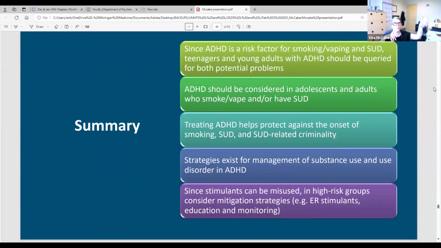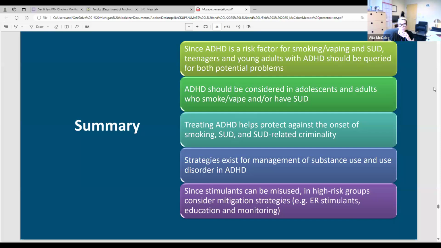So it's a lot of data, right? A little bit about ADHD, a little bit about substance use disorders in general, a little bit about stimulant use disorders, but I think this is probably the summary. We know ADHD is a risk factor for especially smoking and vaping and cannabis use disorders, as well as other substance use disorders. Teenagers and young adults with ADHD should really be looked at, I think, when we're clinically providing expert level care in substance use disorder for both potential problems. ADHD should be considered in adolescents and adults who smoke or vape.